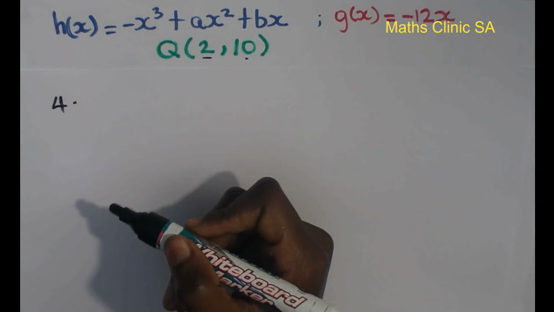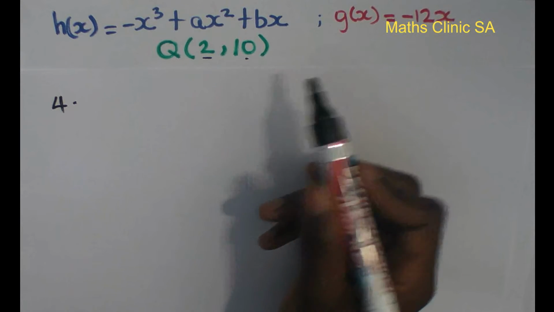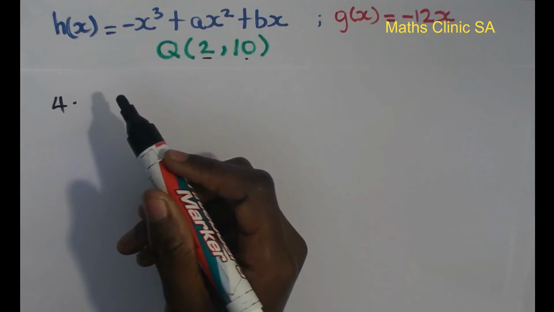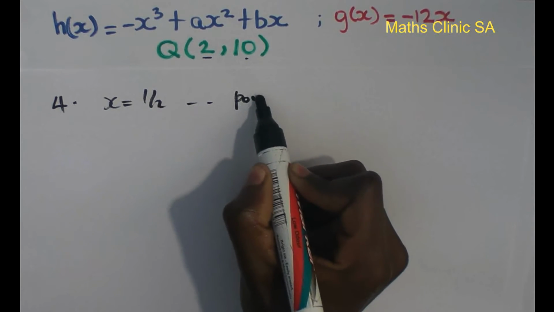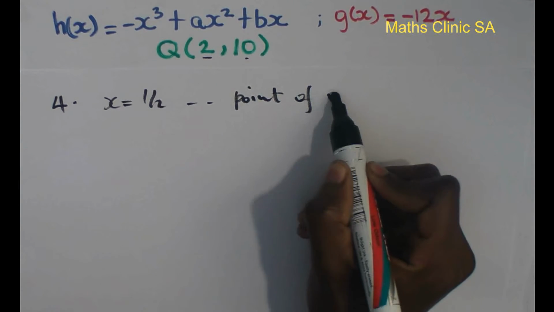Question number 4 must explain the significance of our answer. Okay, what did we find there? The point of inflection. So the meaning of the value we found there, that is x equals a half, is the point of inflection.